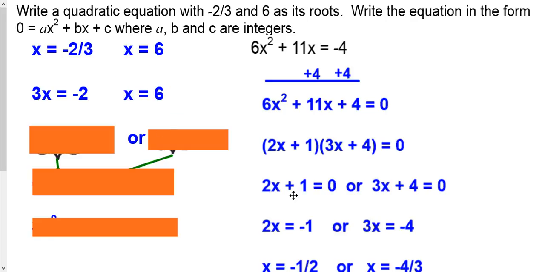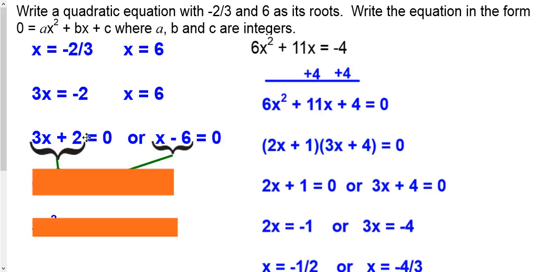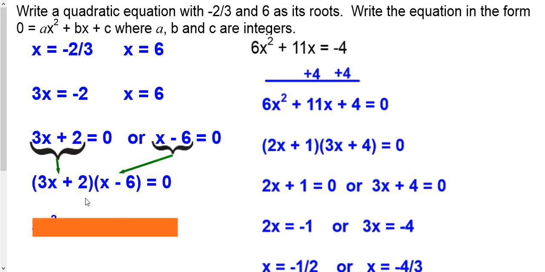Now, we need to have stuff set equal to 0. So I'll have to bring over my 6 by subtracting 6, bring over my 2 by adding 2. The two things that were multiplied together to give you 0 are the two things that go in the parentheses.